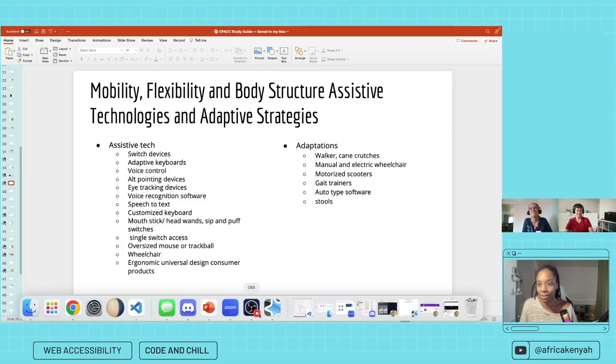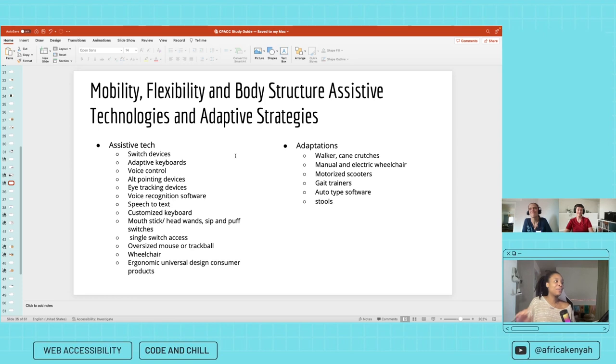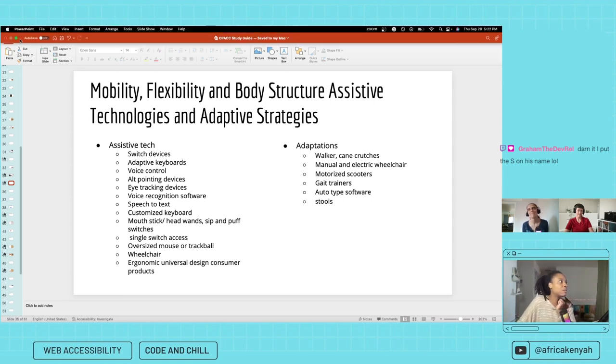I have a whole lot of text on here, so I don't know if I'm going to go through all of them, but let's see. We talked about switch devices. Y'all know what a switch device is now. We didn't really talk about adaptive keyboards, so let's talk about them really fast. Me and Dorlyn were talking about adaptive keyboards this week, trying to find a Braille keyboard or Braille stickies. And then I came across a lot of the keyboards that I used to give recommendations for, and they're these really huge keyboards. I'm gonna just show y'all, because why not?